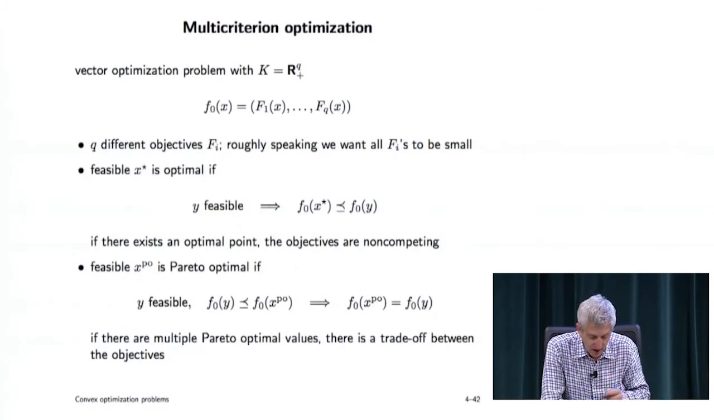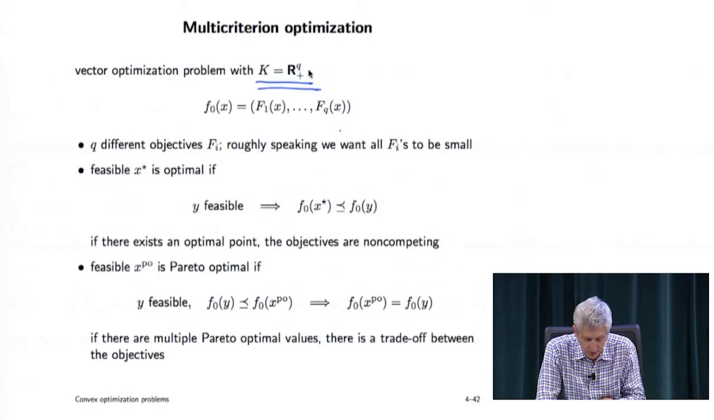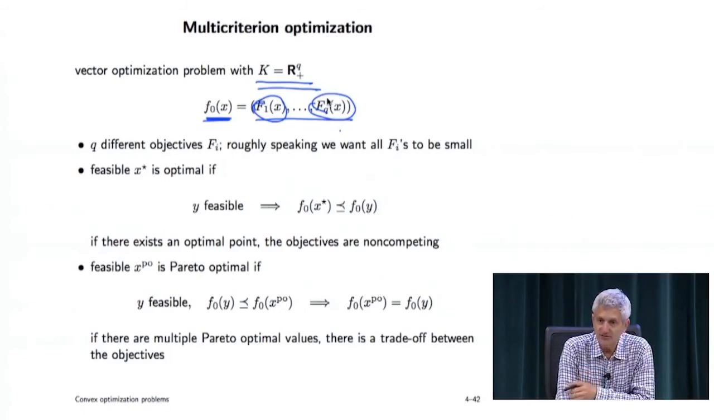Now, a very common case of this is just multi-criterion optimization. That's when you're comparing with respect to the cone, the non-negative orthant. One way to think of that is vector optimization. That's another name for it. The objective is a vector, and you think of each component as a separate objective function. For example, in a circuit design, this might be power and area. You might have two or three: power, area, and delay for a circuit. These are all things you want to be small.